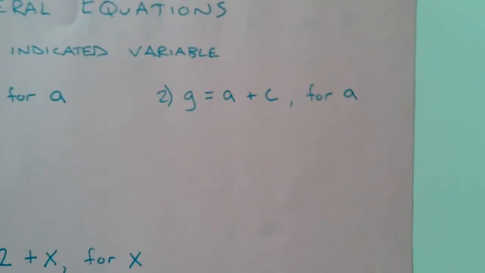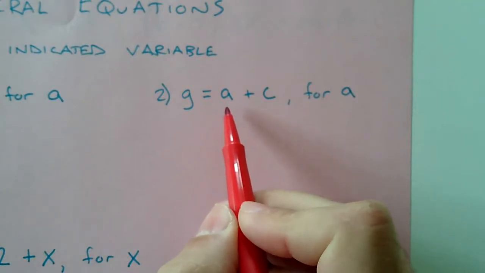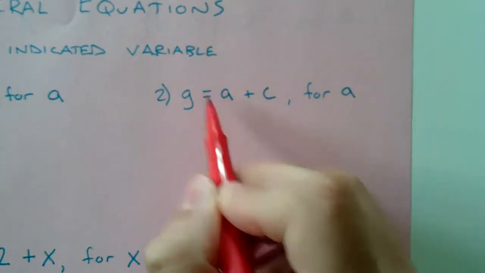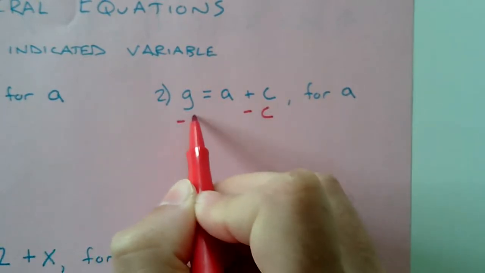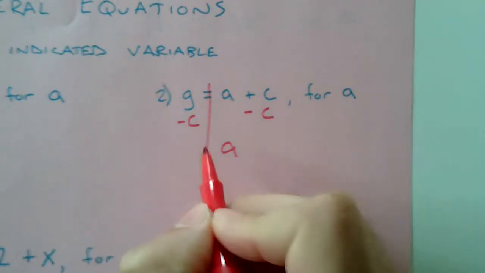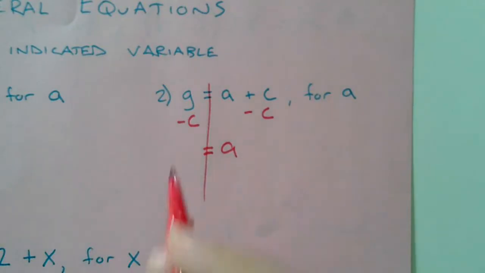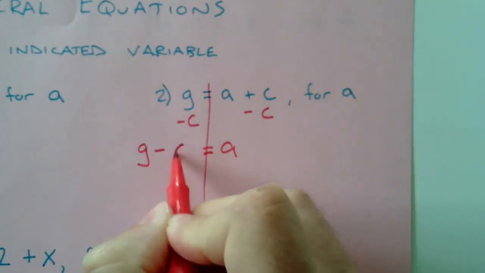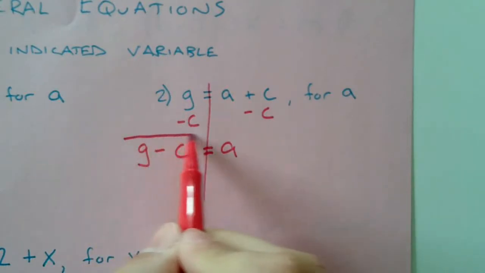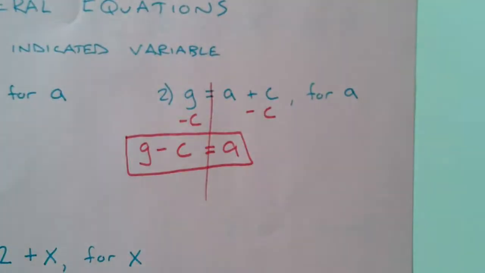Let's look at number two. G equals a plus c. And we want to solve for a. Okay, so we're going to solve for a again, which means we want to isolate a, get everything away from a. First thing we're going to do is subtract c. That leaves me with a, and I should have drawn a line down the equal sign. A equals g minus c. These are different terms, so I can't combine them. So I'm going to write it as g minus c, and this would be my final answer. So again, this is solving literal equations for an indicated variable.